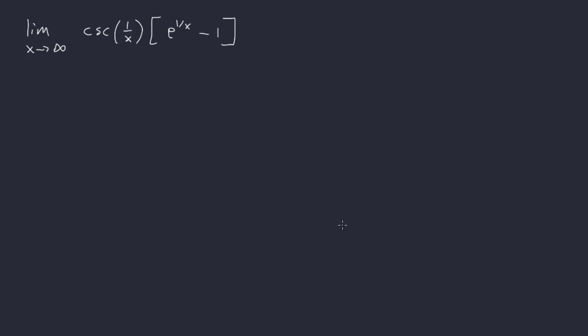All right, let's talk about rewriting things to make things look a little better for us. So let's take this limit here. Say the limit as x goes to infinity of cosecant of 1 over x all times e to the 1 over x minus 1. Now, as x goes to infinity, right, 1 over x goes to 0. So if we wanted to, we could rewrite this problem with a limit in terms of 0.